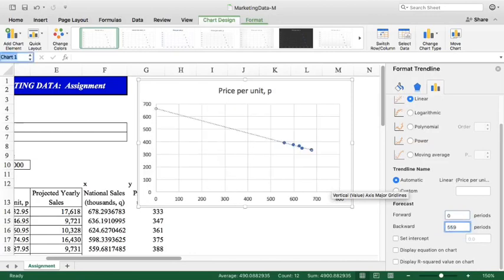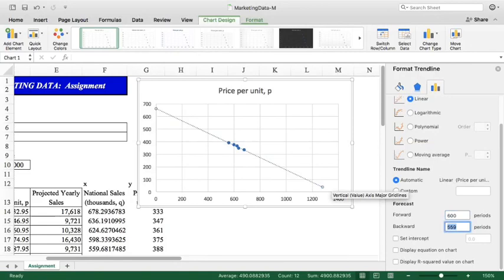Then it's going to draw that line all the way back to the y-axis, which might be kind of a handy little visual. I could also ask it to go as far forward as I like. Let's say I want to go forward another 600 or something like that. So we can kind of make Excel zoom in and zoom out on its regression lines if we want to.